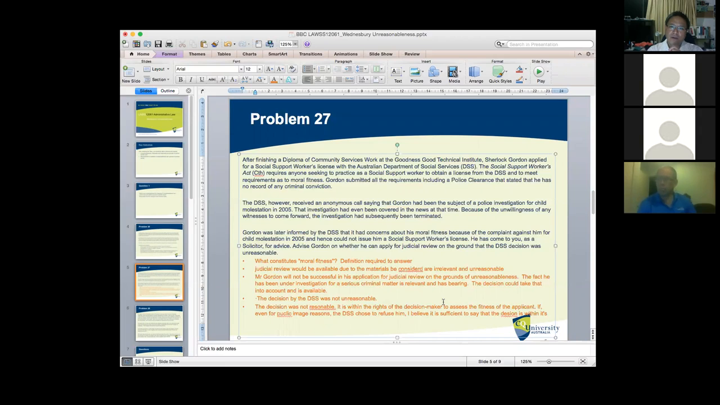I believe that would mean that moral fitness is up to the decision maker to assess based on all the things that he has viewed as evidence. Therefore what? Therefore it's up to his discretion. Okay, but from the viewpoint of judicial review, what is the implication of that? It's not a question of law. Right. It is not a question of law.